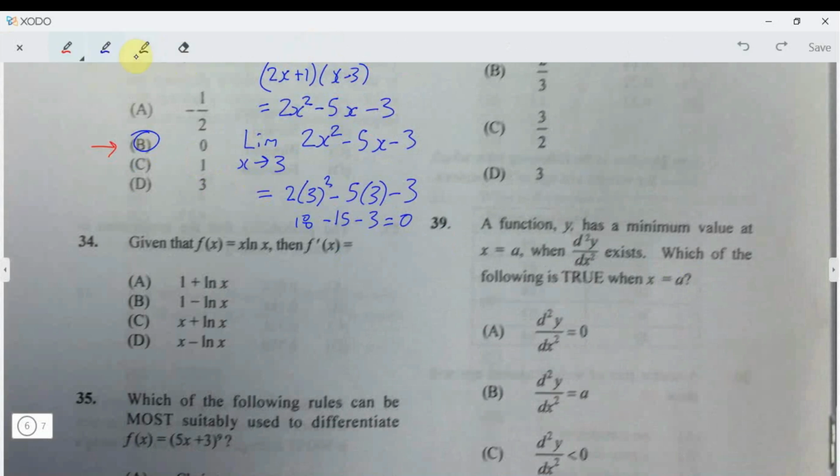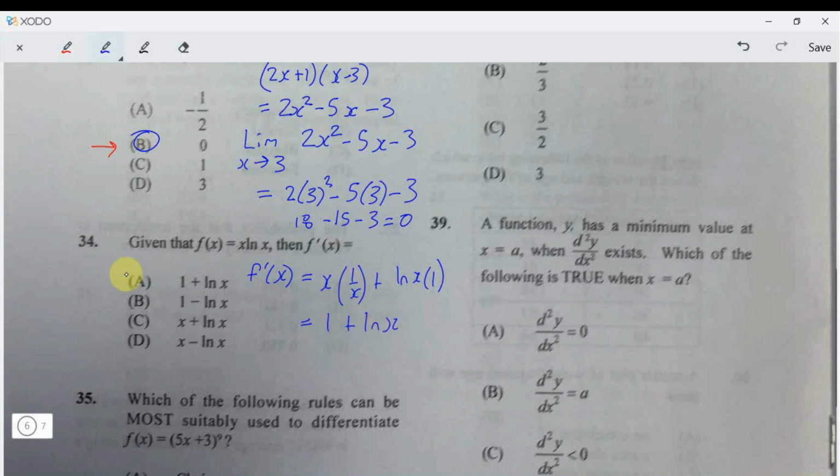Number 34, it says to differentiate this right here. So the rule now to differentiate it, f prime of x is equal to, you keep the first x multiplied by the derivative of the second, 1 over x, plus keep the second ln x times the derivative of the first x, which is 1. But x times 1 over x is just 1 plus ln x. That's option A. Easy. Nice.